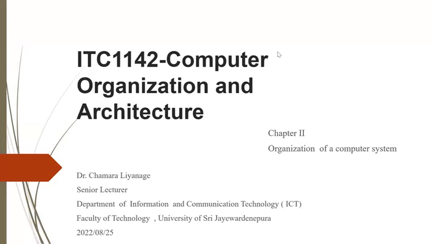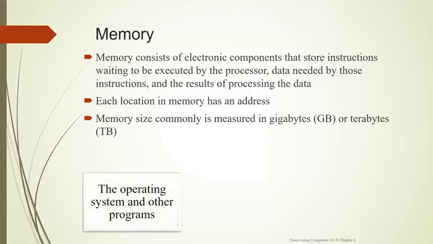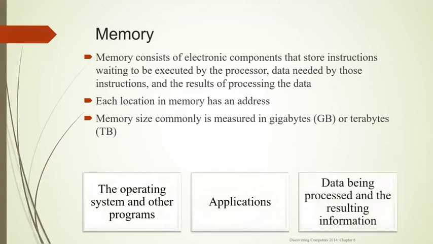Thank you. So today we start chapter 2, the second part. We are going to talk about memory. It's a little bit important. Memory consists of electronic components that store the instructions waiting to be executed by the processor. There are different kinds of memories. Mainly we can divide them into two, primary and secondary.